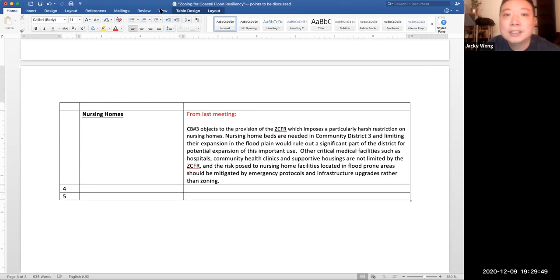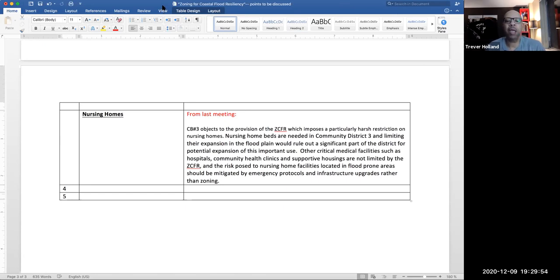Trevor? Just some clarification. When you say what exists now, are you talking about the current zoning that they put in place or the previous zoning? In other words, if this doesn't pass, what would they be required to do, if anything, with regards to wet flood proofing? Yeah, that's a good question. And I really wish DCP was here to answer this, because I am concerned that if this doesn't pass, we might lose a lot of the current requirements because they're all mostly emergency measures.